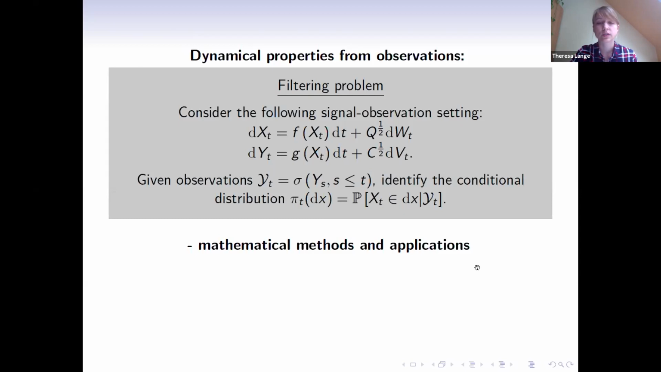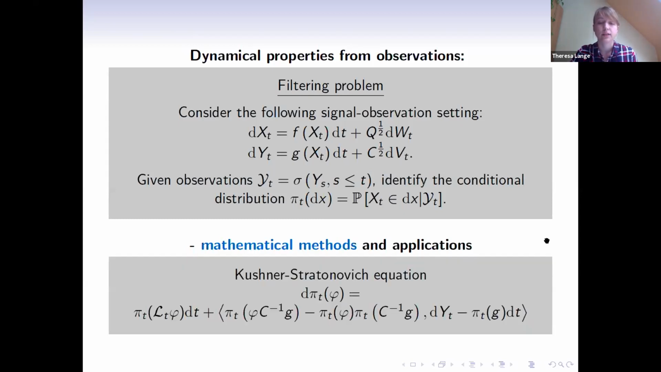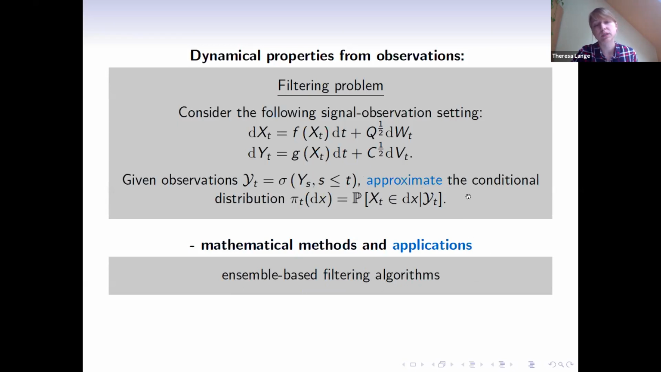The solution to this filtering problem is given, in mathematical terms, by the Kushner-Stoyanovich equation, which specifies the evolution of pi in time. But in a very general framework, the Kushner-Stoyanovich equation cannot be solved analytically. This is why one could consider weakening the objective of the filtering problem to only approximate the conditional distribution. A popular ansatz is a Monte Carlo approach, where one propagates an ensemble of particles whose statistical moments form approximations of the moments of pi. In practice, the corresponding algorithms which propose these evolution equations are called ensemble-based filtering algorithms.